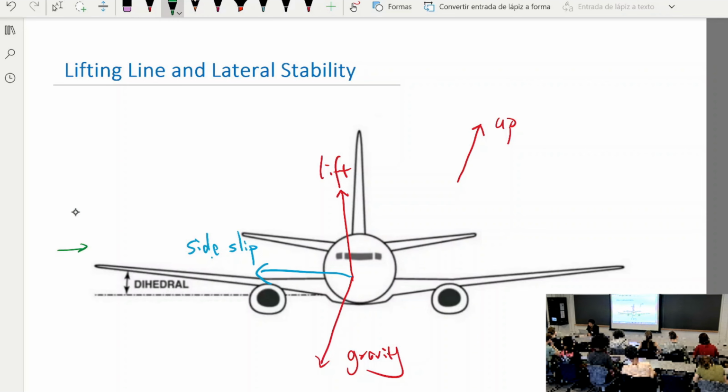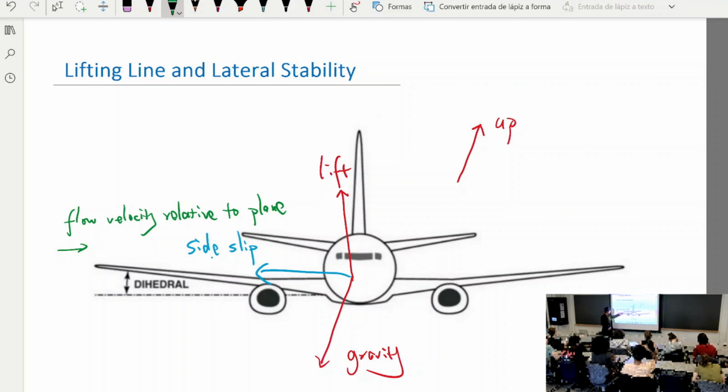So the flow velocity relative to the plane is going to go in the opposite direction as the direction of the airplane starting to slip. So how does that affect the flow seen by the individual cross sections of this airplane? For example, this airplane has a positive dihedral. This sideways velocity actually seen by the individual cross sections is an upward speed.